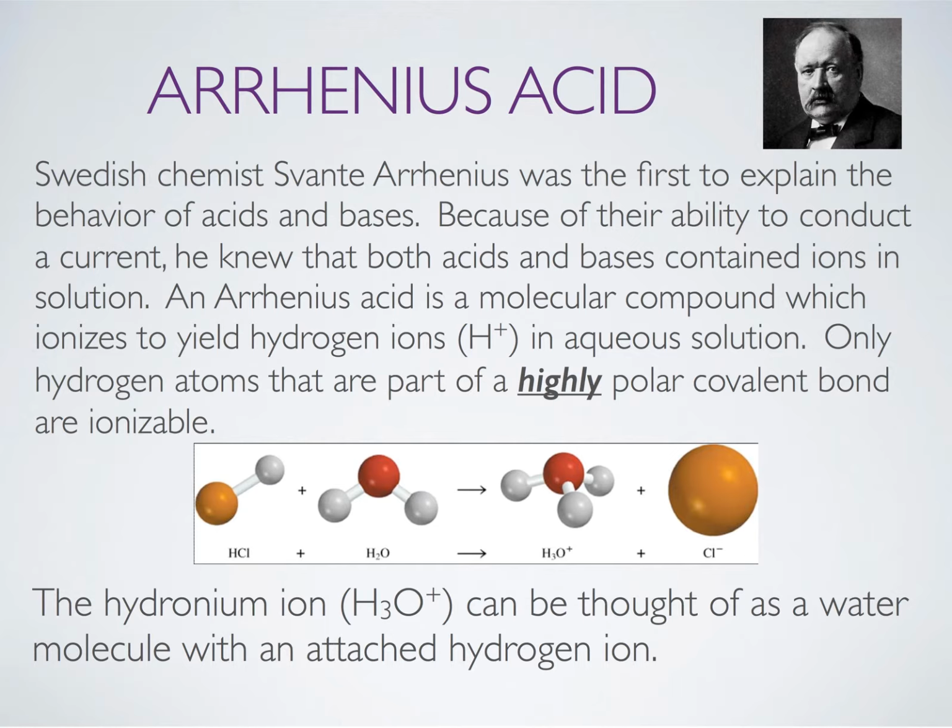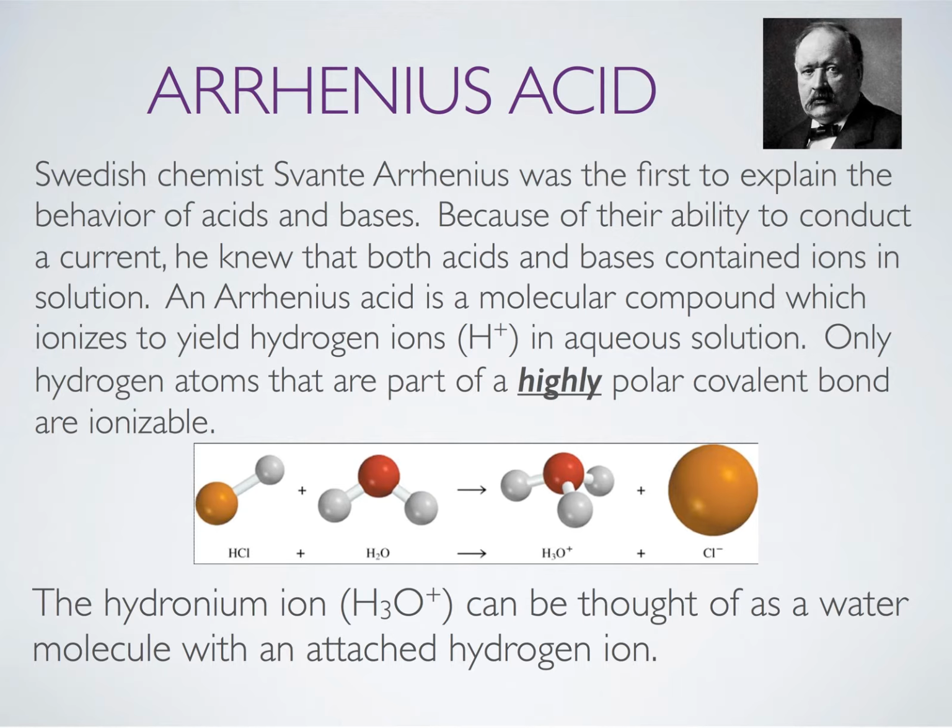So we're going to start off talking about the Arrhenius definition of an acid. Swedish chemist Svante Arrhenius was the first to explain the behavior of acids and bases. Because of their ability to conduct a current, he knew that both acids and bases contained ions in solution. An Arrhenius acid is a molecular compound that ionizes to form H+ in an aqueous solution.